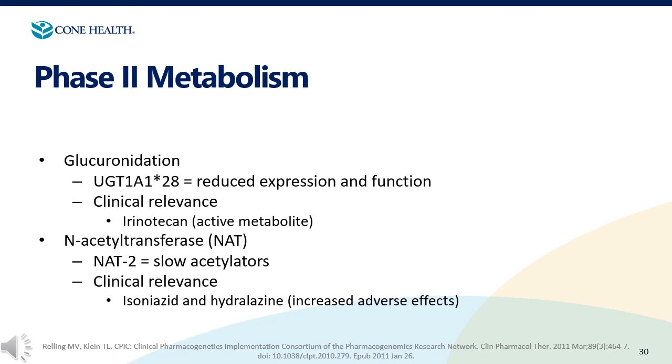Though the most common polymorphisms are found within the CYP enzyme family, we can also find differences in phase 2 metabolism. An alteration in uridine glucuronosyltransferase, or UGT, can code for reduced expression and function, which can be seen in the metabolism of irinotecan, for example. N-acetyltransferase polymorphisms include NAT2, which codes for slow acetylators. Isoniazid and hydralazine may be affected by these alterations and can result in increased side effects due to reduced metabolism to inactive or non-toxic forms.